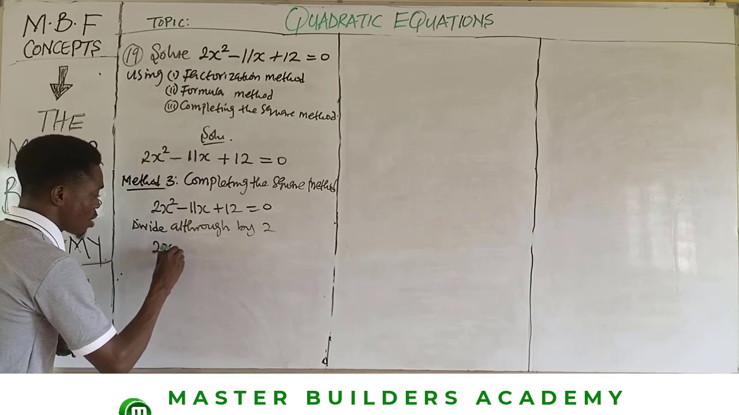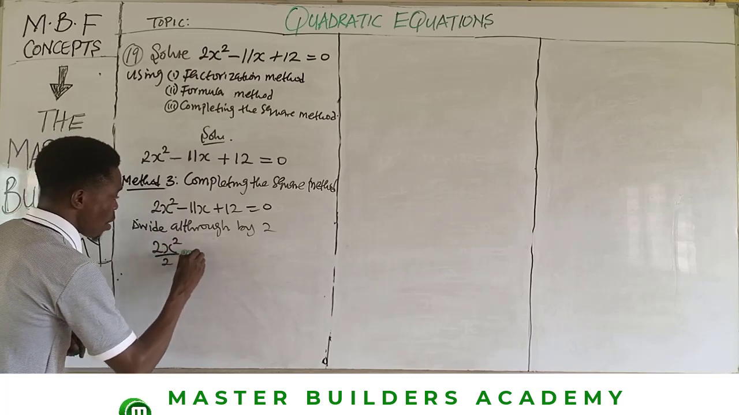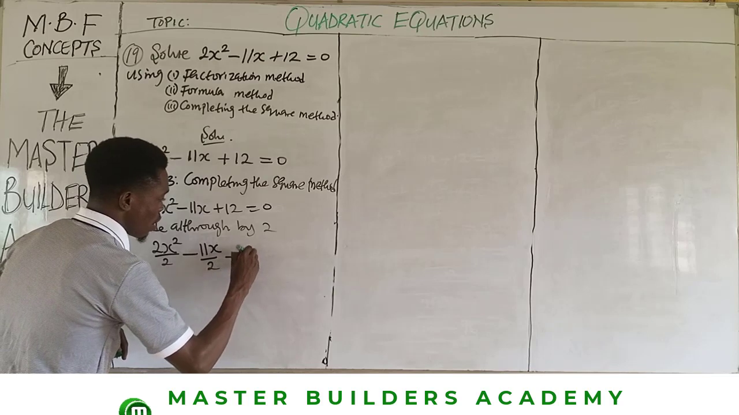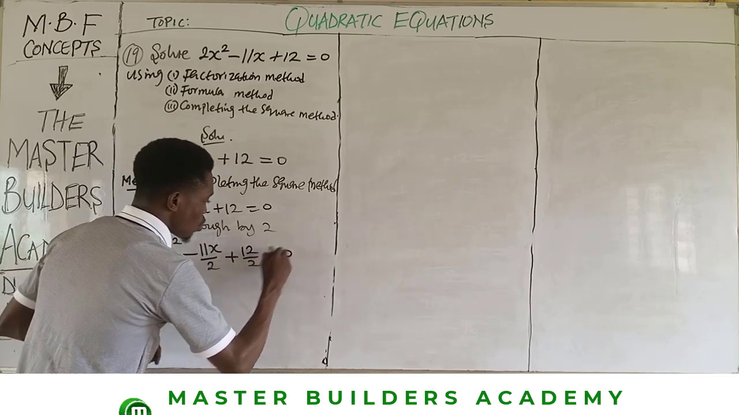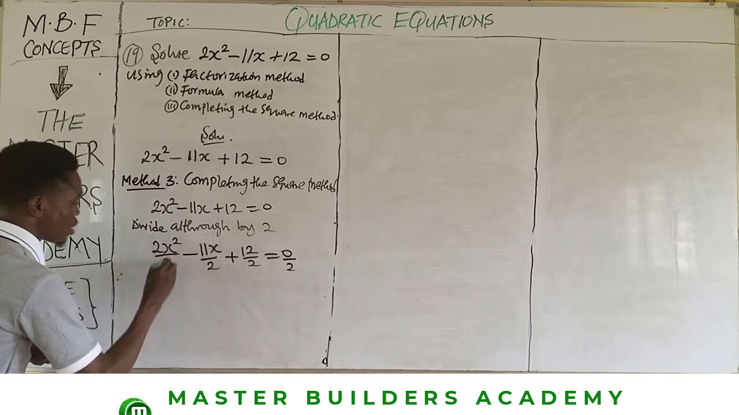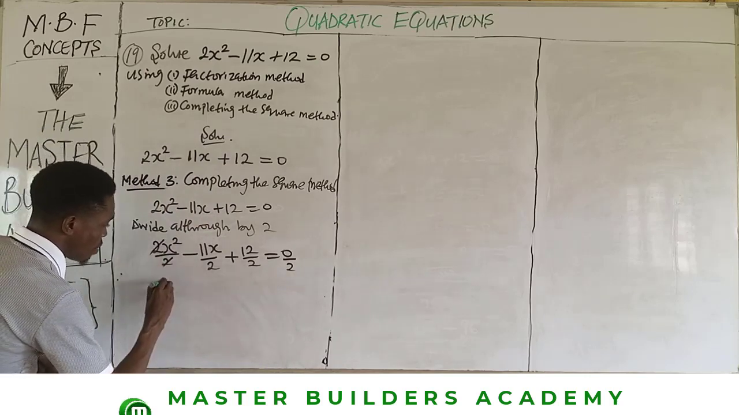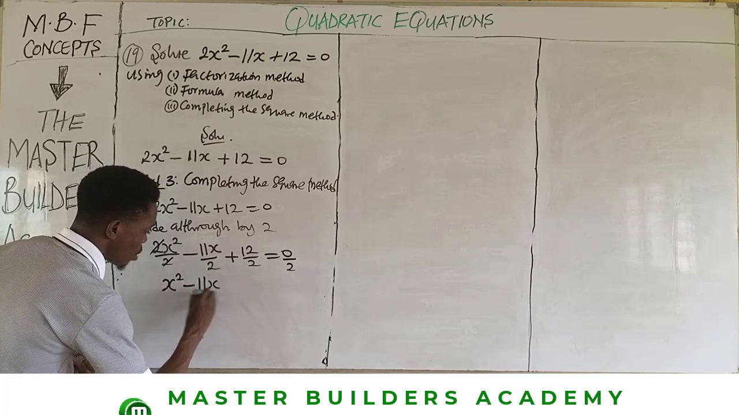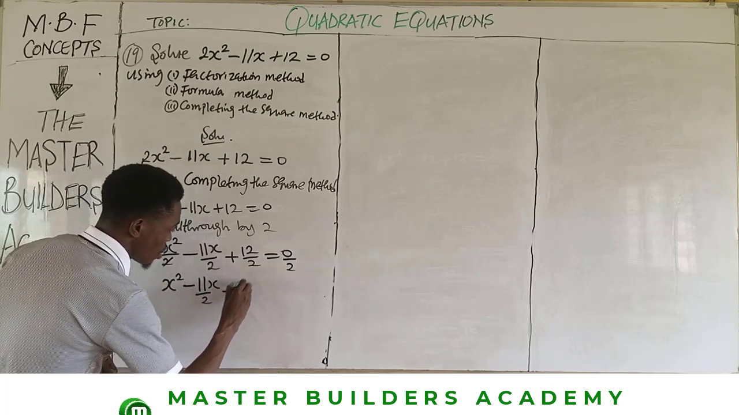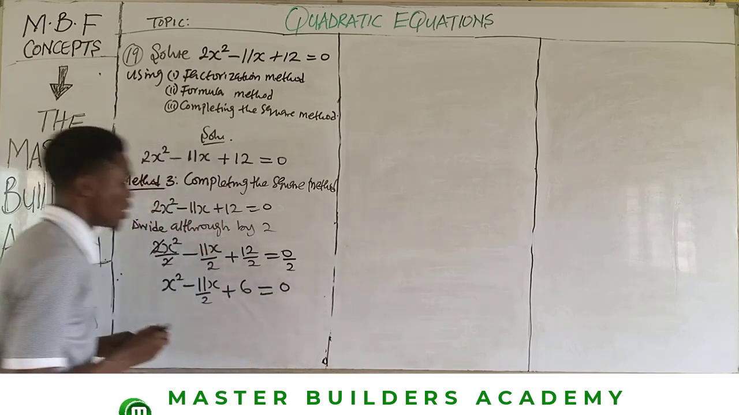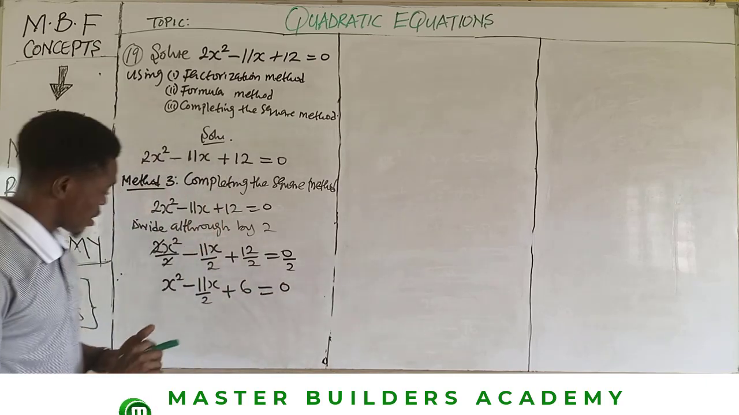So this will have given us s squared over 2 minus 11x over 2 plus 12 over 2 is equal to 0 over 2. So when we divide this by 2, guys, this takes care of this. We're going to have s squared minus 11x over 2 plus 6. 12 divided by 2 is 6, then 0 divided by 2 is 0. Now, we are done using step number 1.